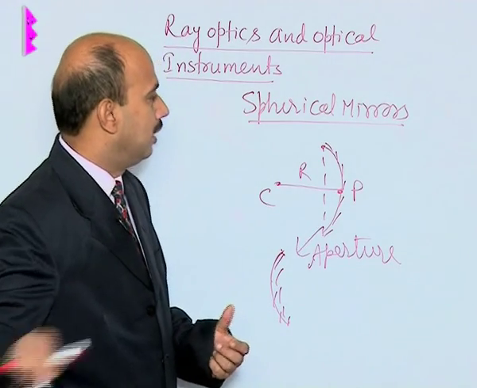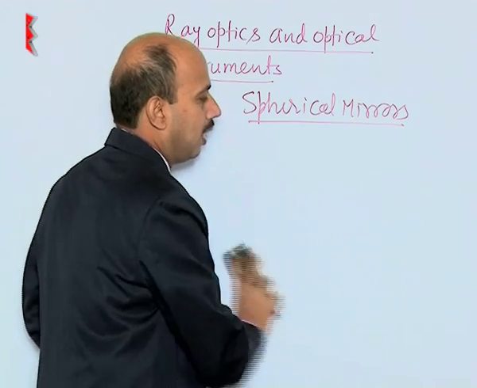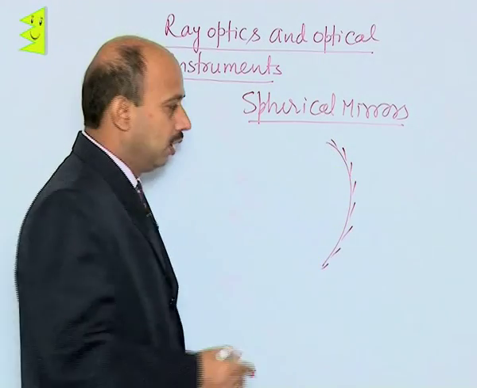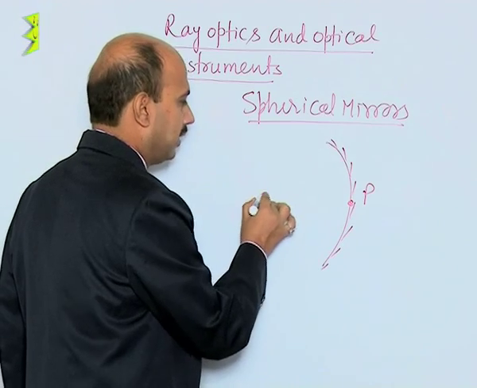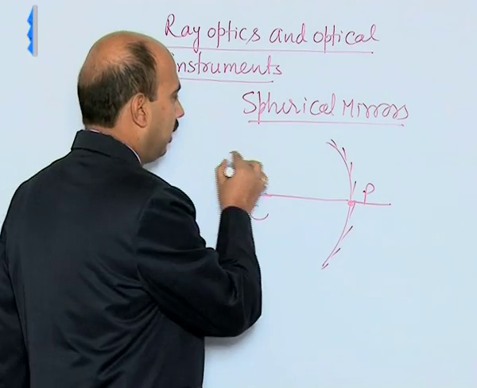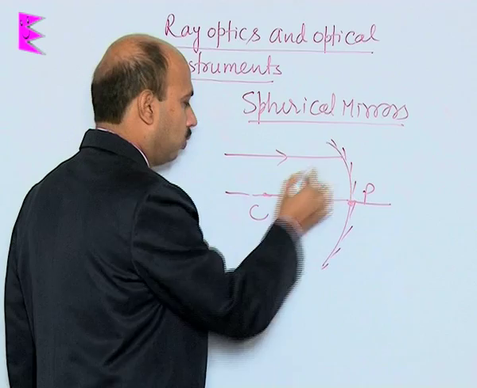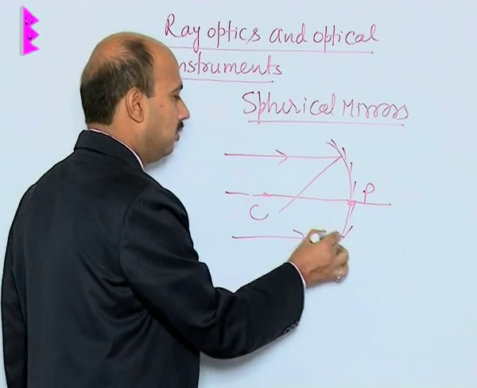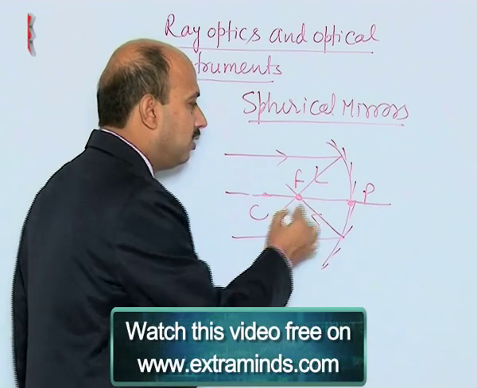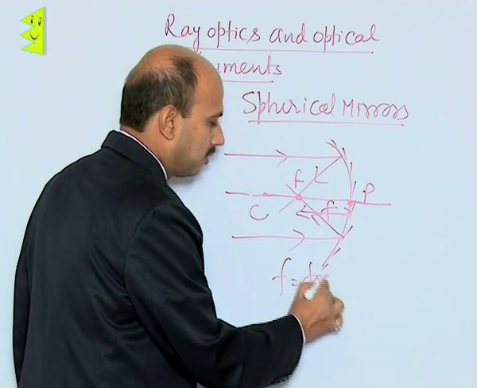There is other terminology related to this. Suppose you take a concave mirror like this and take incident rays. This is the pole of the mirror, this is the center of curvature, this is the principal axis, which I am extending now. If I take rays parallel to the principal axis, after reflection they pass through a point. This point is known as the focus of the mirror. The distance between the pole and the focus is known as the focal length, written by small f.